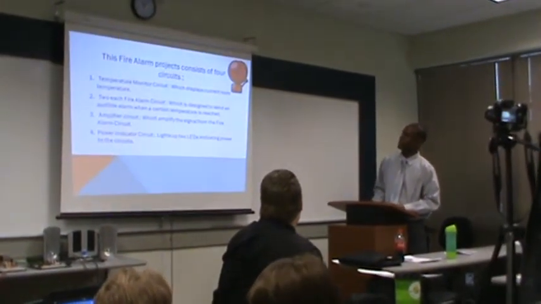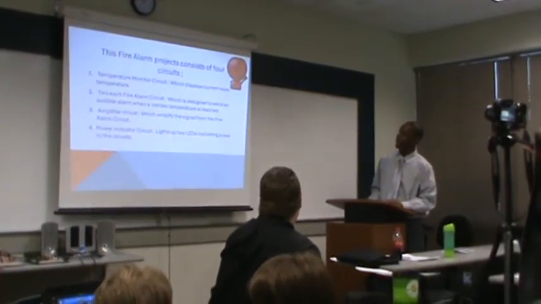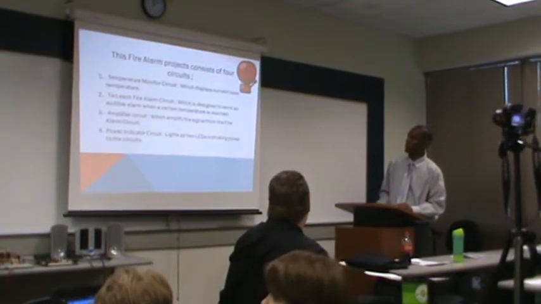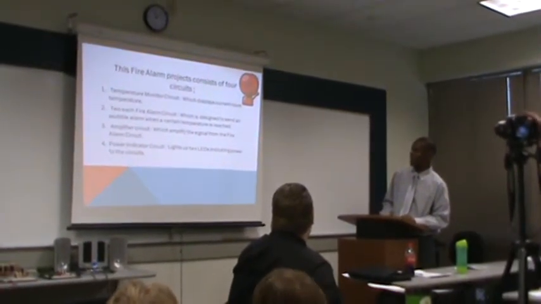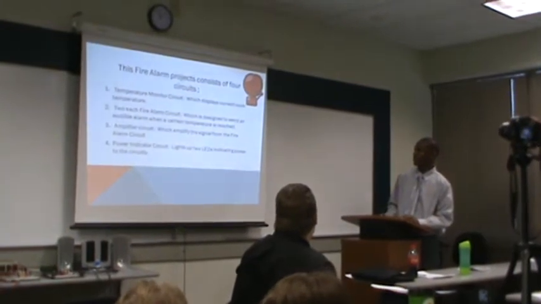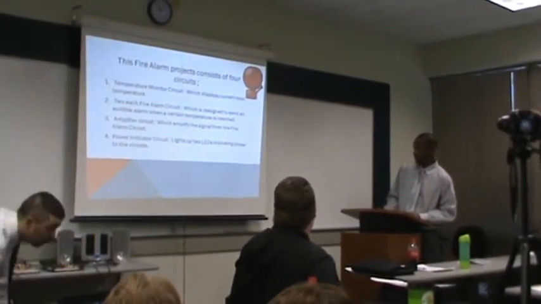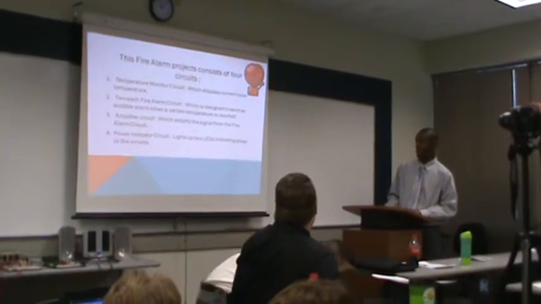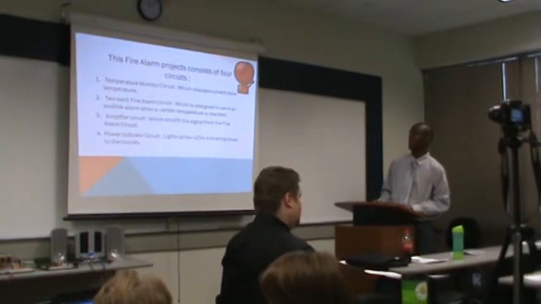The fire alarm project consists of 4 circuits. The temperature monitor circuit, which displays the current room temperature. The fire alarm circuit, which is designed to send an audible alarm when a certain temperature is reached. The amplifier circuit, which amplifies the signal from the fire alarm circuit. The power indicator circuit, which lights up 2 LEDs indicating power to the circuit.